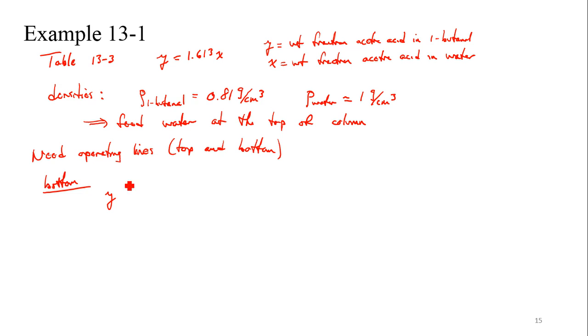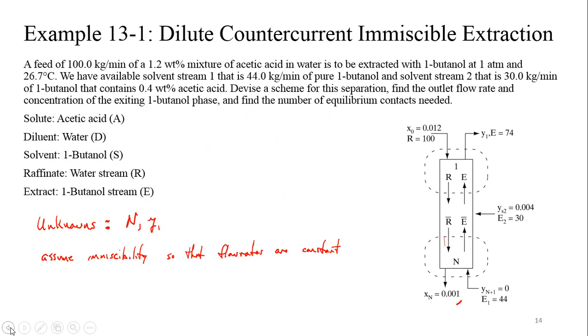We would say that y is equal to R bar, because we're dealing with the bottom of our system, divided by E bar times x plus y sub n+1 minus R bar over E bar times x sub n, where, what do we know about these terms? We need R bar and E bar. So what are those values? Let's flip back a slide and take a look there.